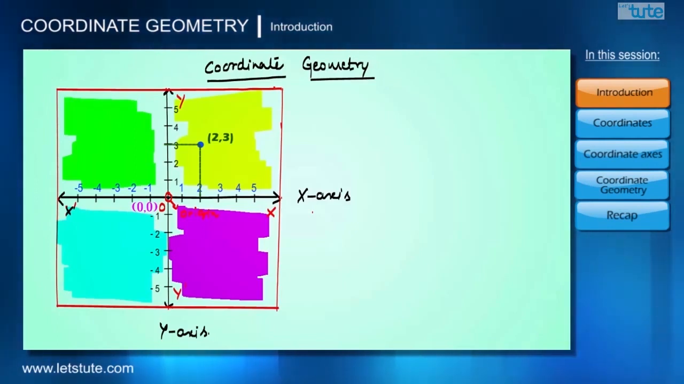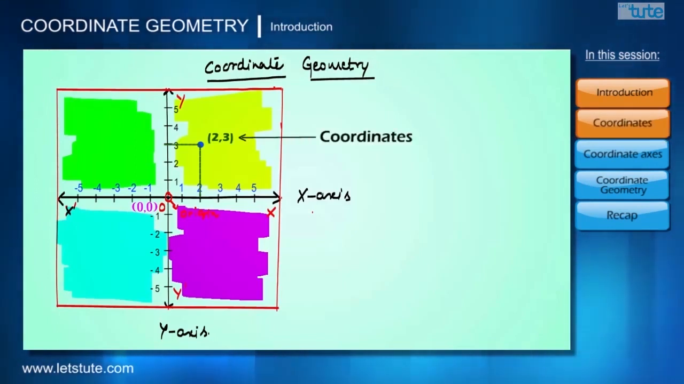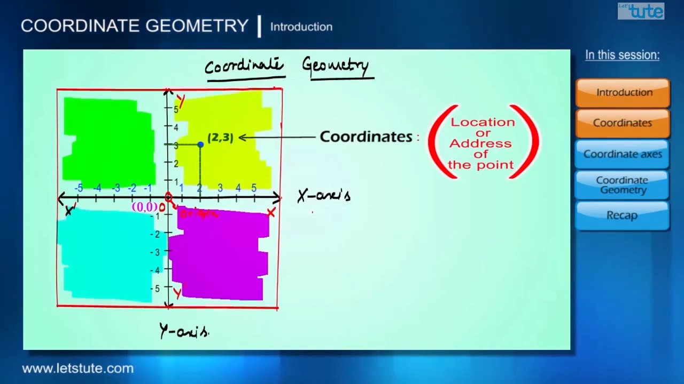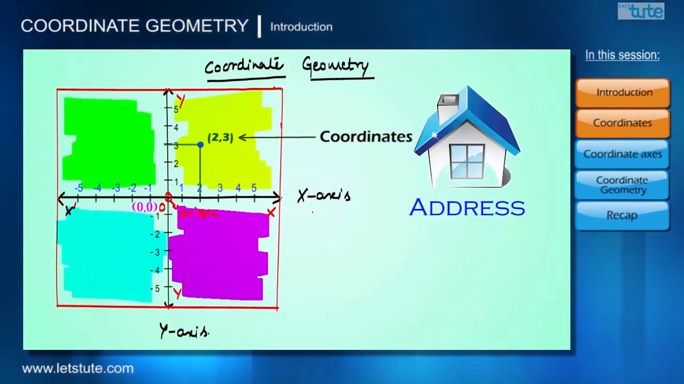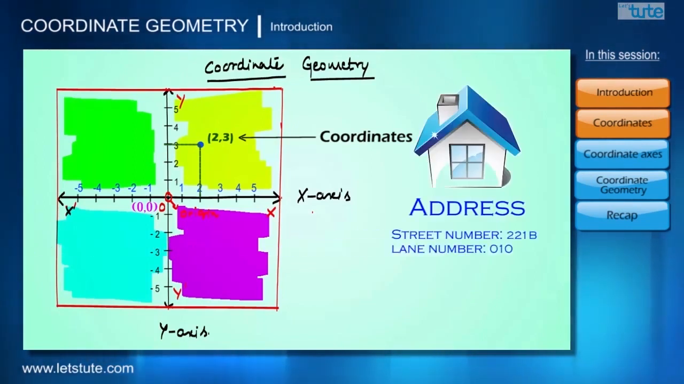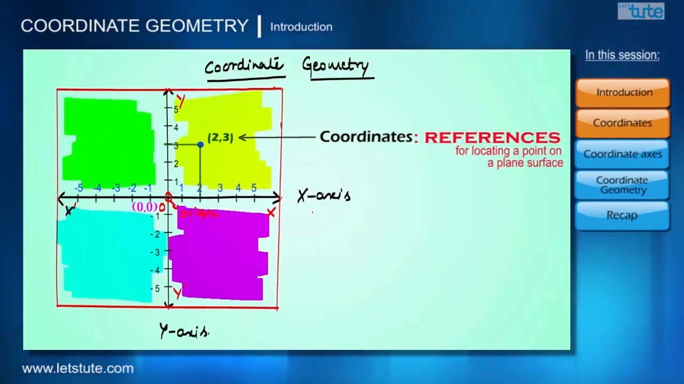This kind of representation of the location of a point is called coordinates. The value on the x-axis is called the x-coordinate and the value on the y-axis is called the y-coordinate. The x-coordinate is also called the abscissa and the y-coordinate is also called the ordinate. Talking about coordinates, we can say it is the location of a point, or in other words, the address of the point. For example, if I want to write the address of my home, I'll give the street number, the lane number, the area code, etc. All these things are references to reach my home. Similarly, these coordinates are the references for locating a point on the plane.